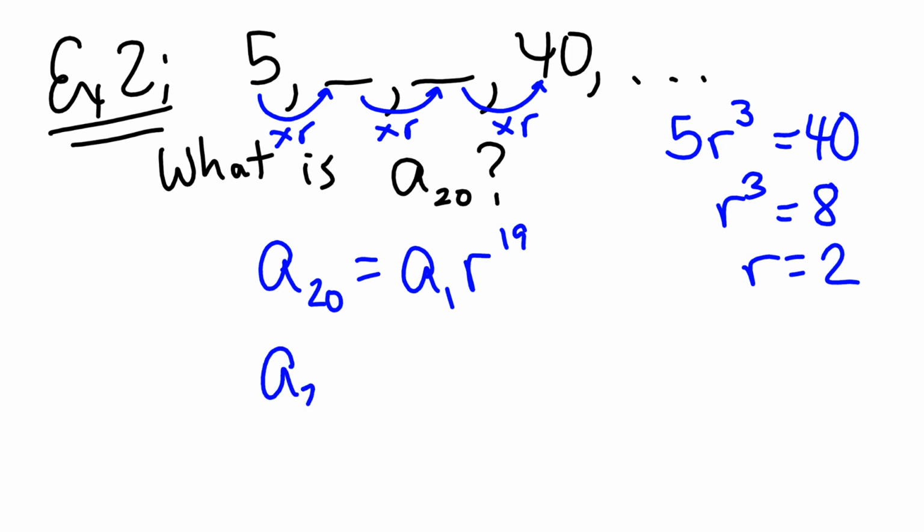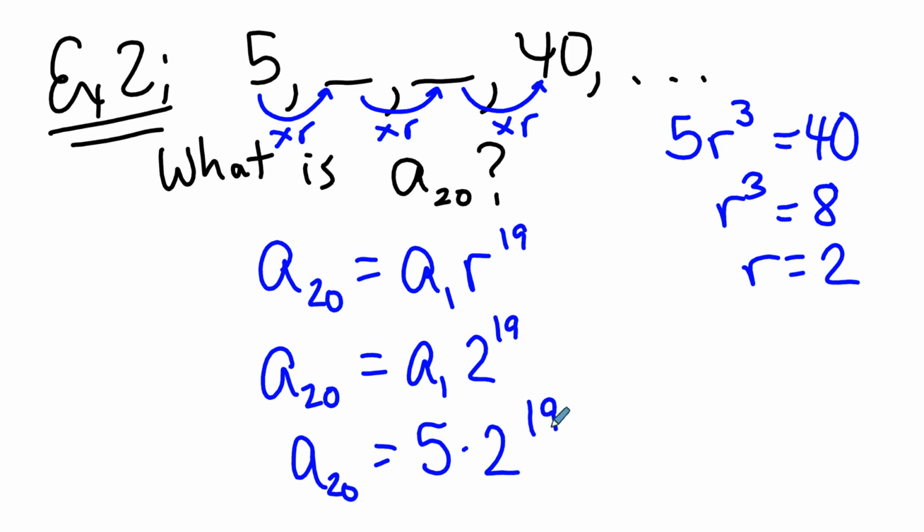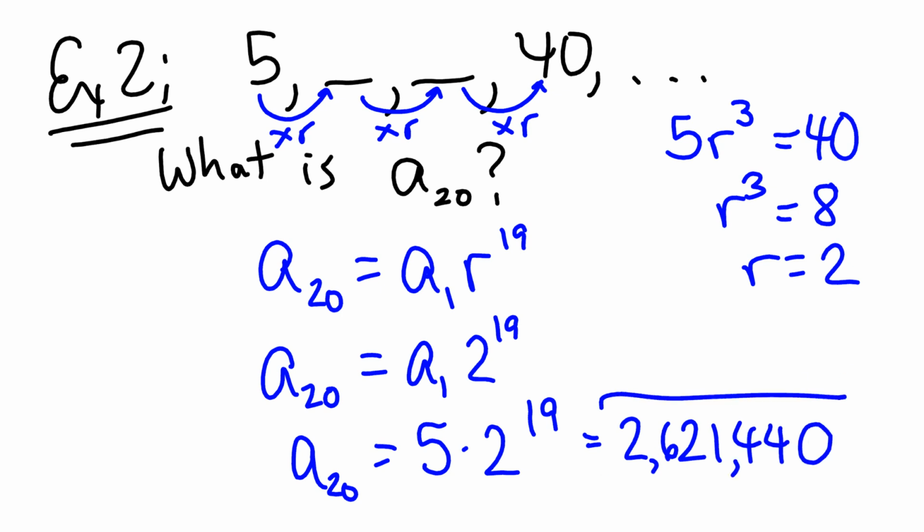Well, that means that a sub 20 is the first term times 2 to the 19th. Well, we know what the first term is. The first term is 5 times 2 to the 19th. Now, that's a huge number. That happens to be the number 2,621,440, but that's not nearly as important as seeing the structure, because then the calculator does all the work for you. And we can find the 20th term without having to find all the terms in between.